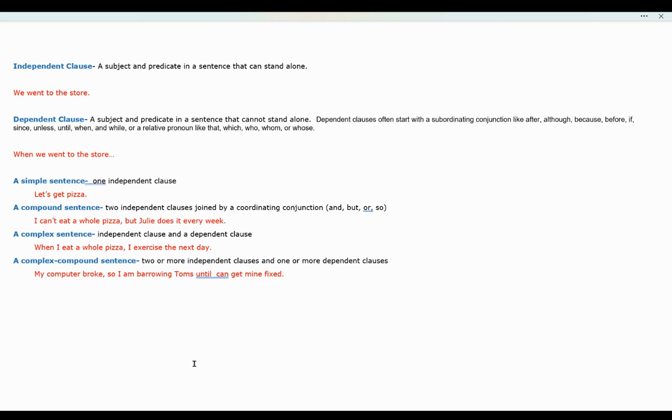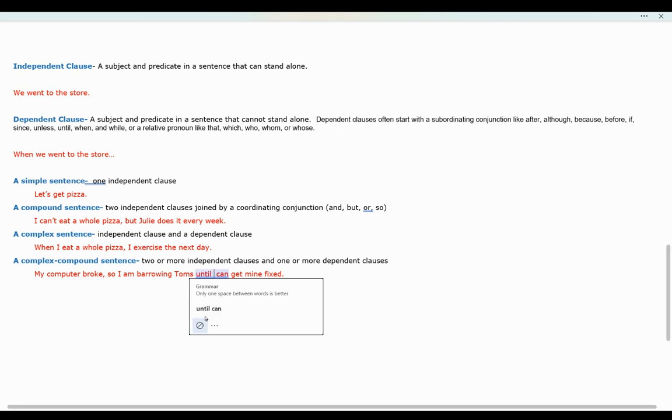The trickiest one is the complex compound sentence. You have two or more independent clauses and one or more dependent clauses. My computer broke, so I'm borrowing Tom's until I can get mine fixed. "My computer broke" is an independent clause, it can stand alone. "I am borrowing Tom's" is another one that can stand alone. "Until I can get mine fixed" is your dependent clause. So you have two independent clauses and one dependent clause there.